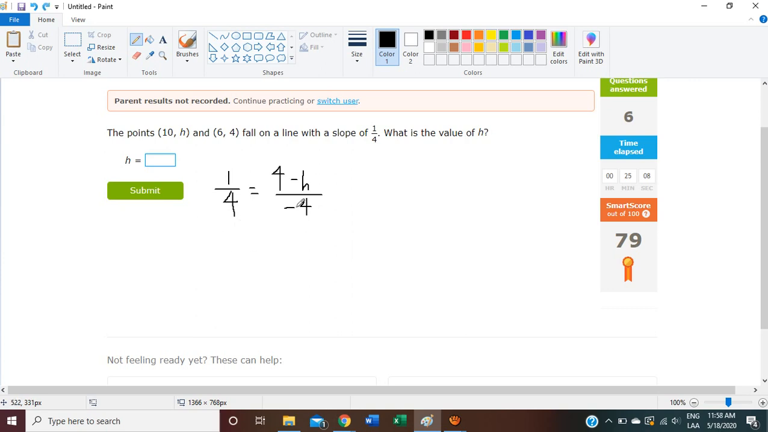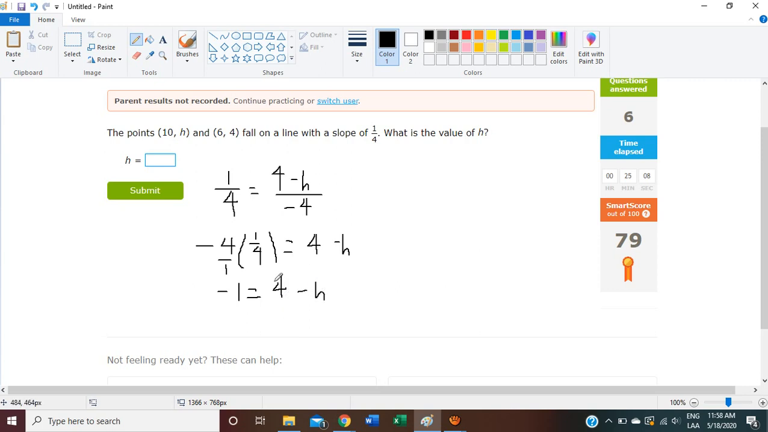Okay? So negative 4 that multiplies 1/4 equals 4 minus h. Okay, remember that I can convert it to a fraction like this. So negative times positive equals negative. 4 times 1 equals 4. 1 times 4 equals 4. So it's going to be 4/4. And 4/4 equals 1. Okay, negative 1 equals 4 minus h.